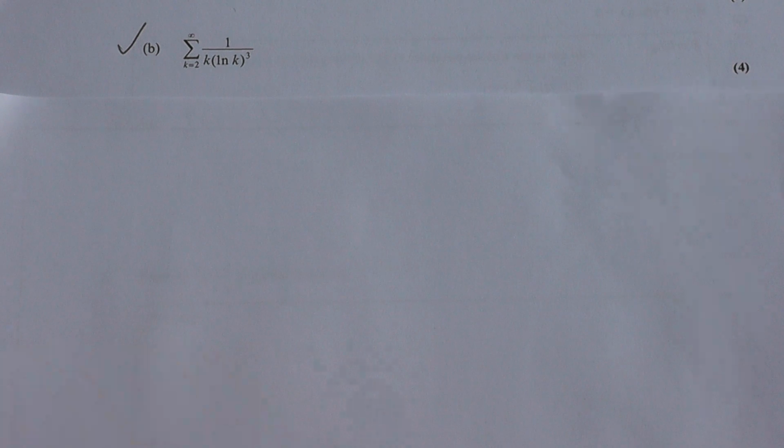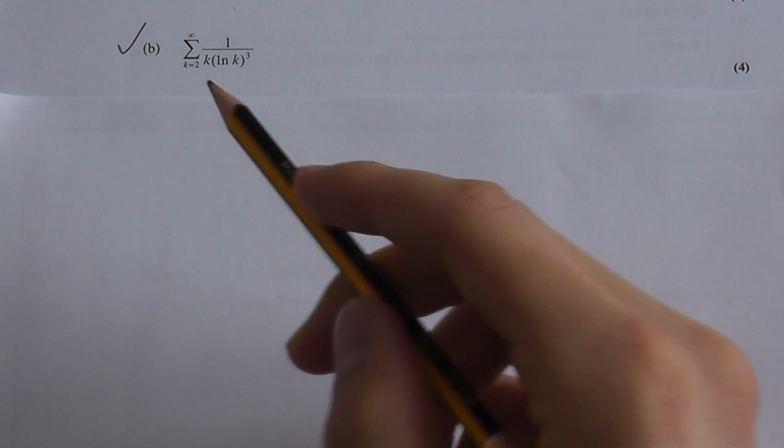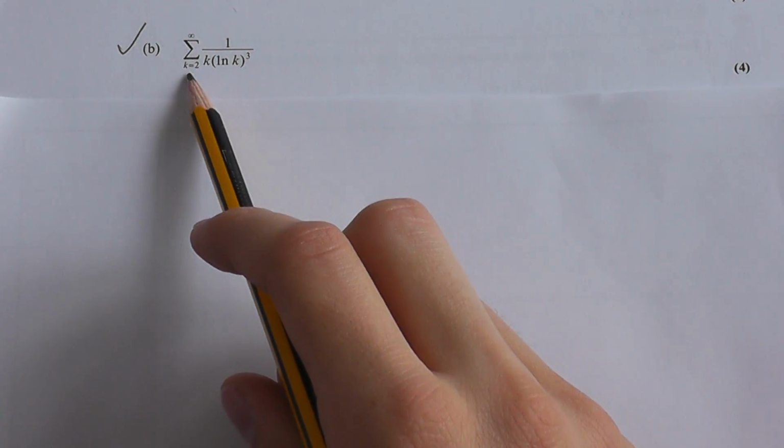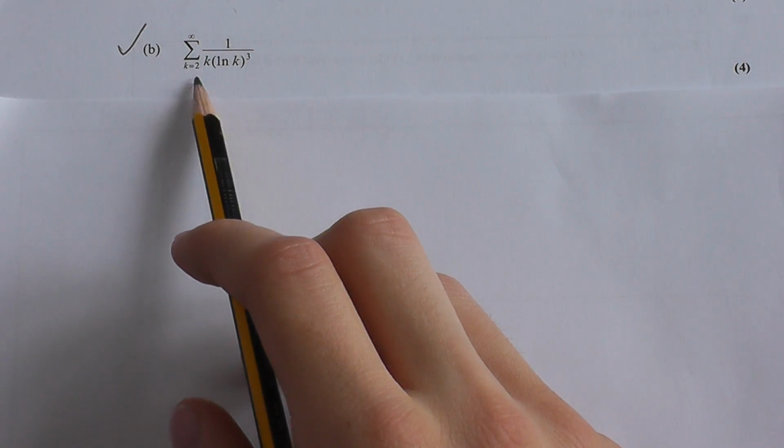We need to find whether the given series converges or diverges. Since we're given that we start from k equals 2, you should already be suspicious and say, maybe I can use the integral test for this.